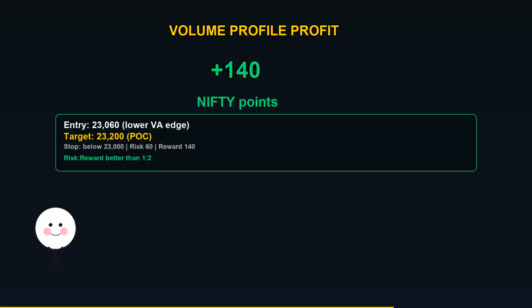Rahul buys Nifty at 23,060, near the lower edge of the value area. His target is the POC at 23,200. His stop is below 23,000. Risk 60 points. Reward 140 points. Risk to reward better than 1 to 2. Nifty grinds higher over 2 days. Hits 23,200. Target reached. 140 points of pure mean reversion profit. The volume profile showed him exactly where to buy and where to exit.